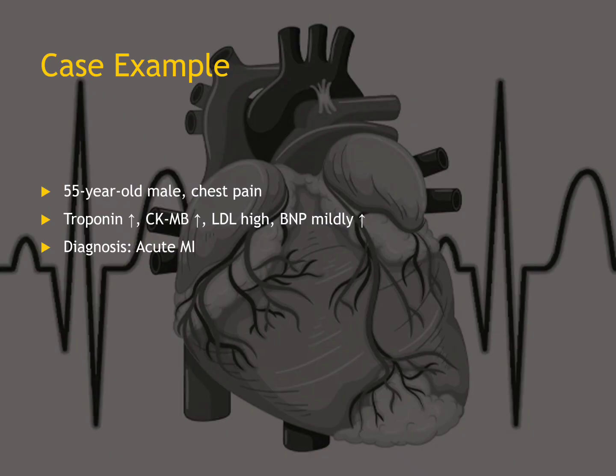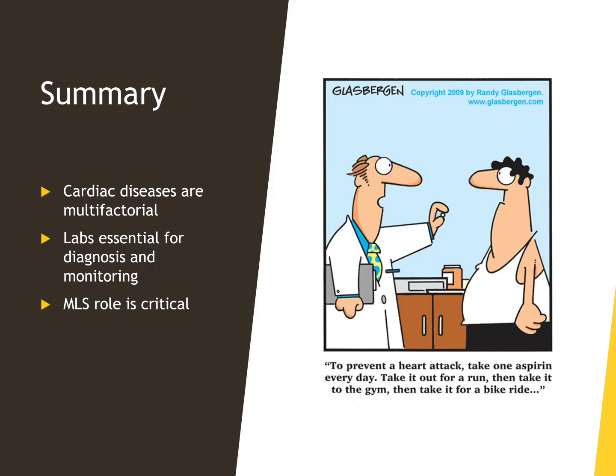Consider a 55-year-old male presenting with chest pain. Laboratory results show elevated troponin and CKMB levels, indicating myocardial injury. The lipid profile reveals a markedly elevated LDL cholesterol level, suggesting underlying dyslipidemia. A mildly raised BNP may indicate early cardiac strain. This case highlights how laboratory data are integrated to support the diagnosis of acute myocardial infarction and identify contributing risk factors.